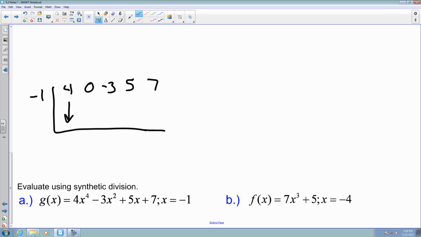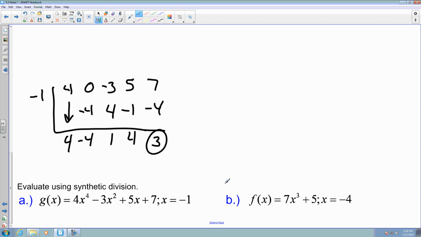So first off, I'm going to take that 4 and drop it down. Then I have -1 times 4, so that gives me -4. Adding those together gives me -4. Multiply -4 times -1 gives me +4. -3 plus 4 is 1. 1 times -1 is -1. 4 times -1 is -4. And 7 plus a -4 gives me 3. So my value for when x is -1 ends up equaling 3.